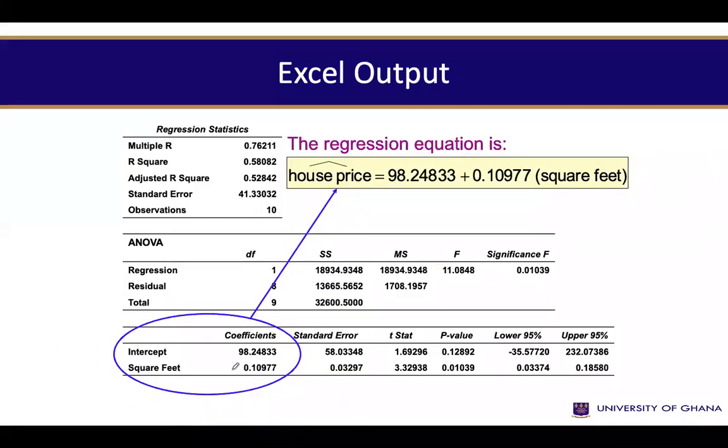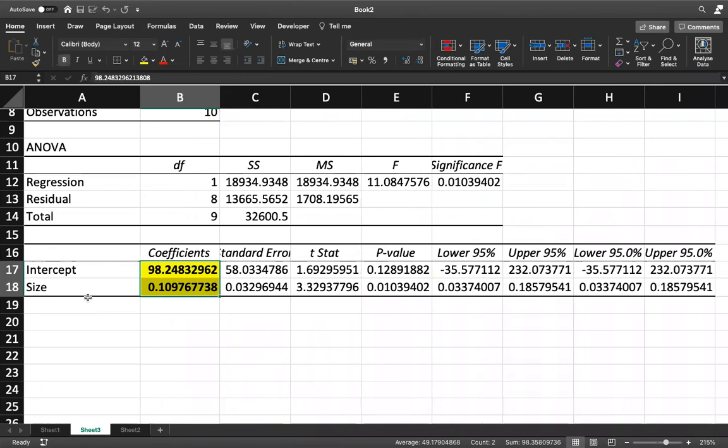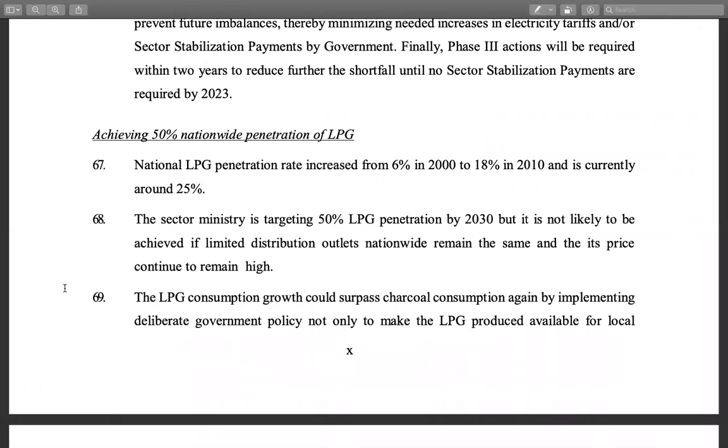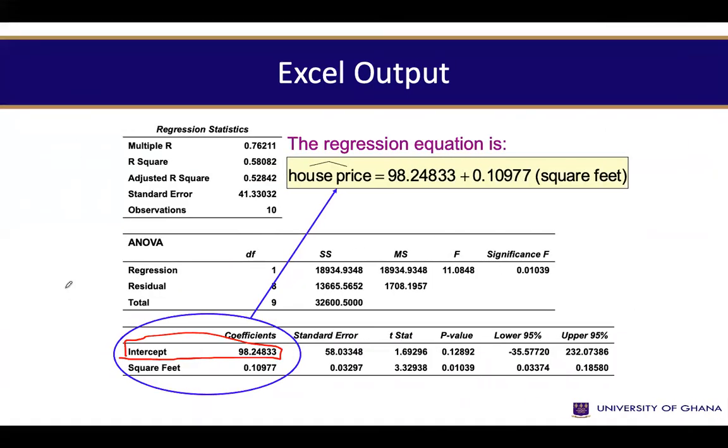So based on these coefficients, okay, the intercept is the value of the B0, okay, and then this one, I indicated it as size, not square feet. And I think size is a better description than just square feet. Square feet is just a unit. The size is 0.1097. Okay, the size is 0.1097. That's the coefficient of the size.